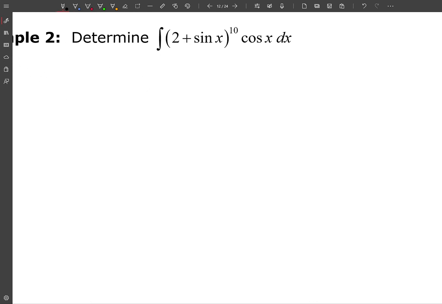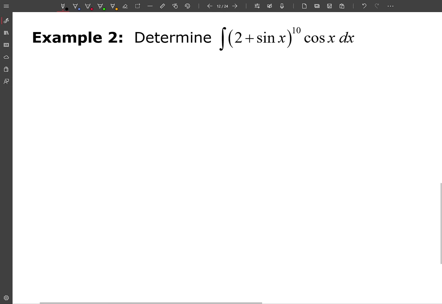Determine the integral, the antiderivative, of (2 plus sine x) all to the power of 10 times cos x dx. So again, we have to pick our u. So here's my interior function. That seems to be a good starting place, especially because I know that the derivative of sine x is cos x. So when I take my derivative of my u to find my du dx, pretty promising I'll get something that will help me simplify.